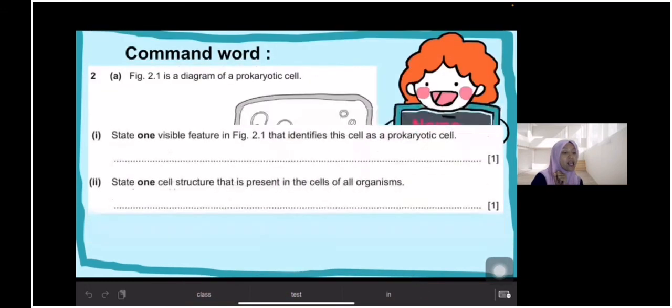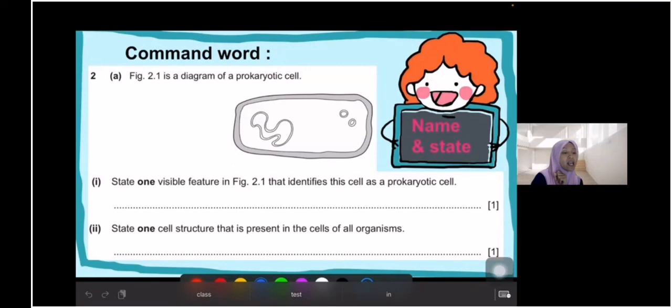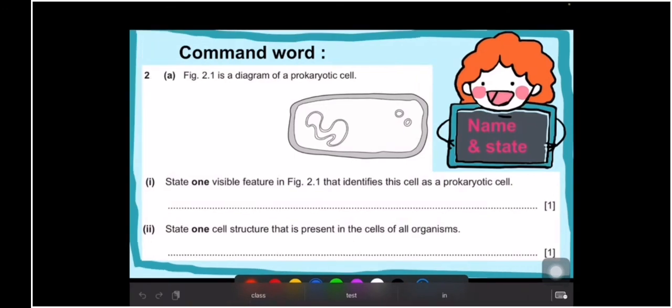Example of question. Okay. Figure 2.1 is a diagram of a prokaryotic cell. State 1 visible feature in figure 2.1 that identifies this cell as a prokaryotic cell. What do you think is the answer? Dia suruh state 1 je. You tahu ke tak tahu ke? Satu markah. Macam senang je, satu markah je. Tahu ke tak tahu?